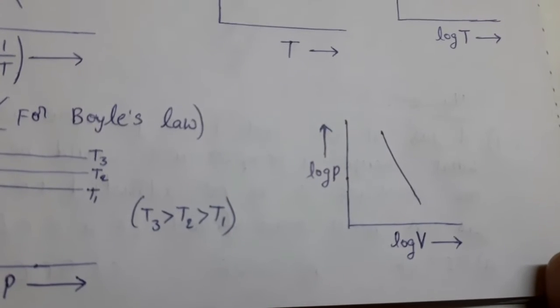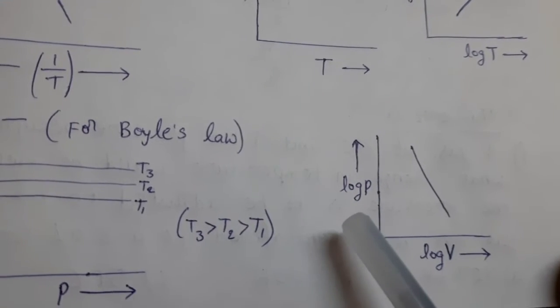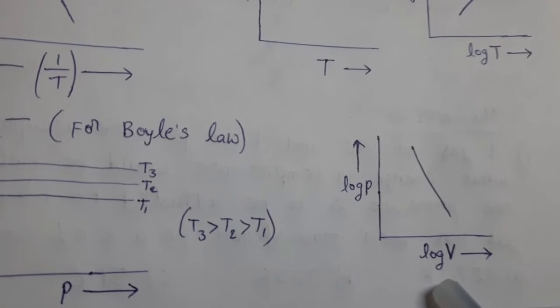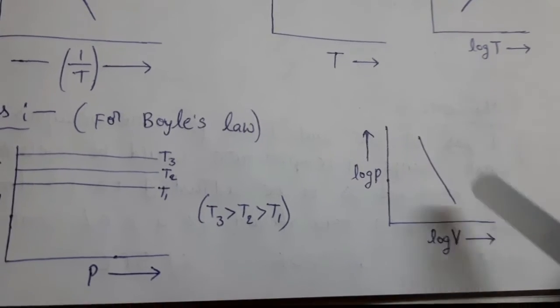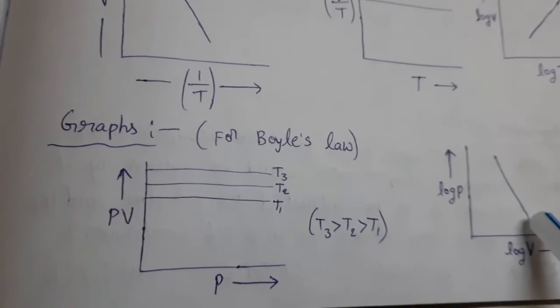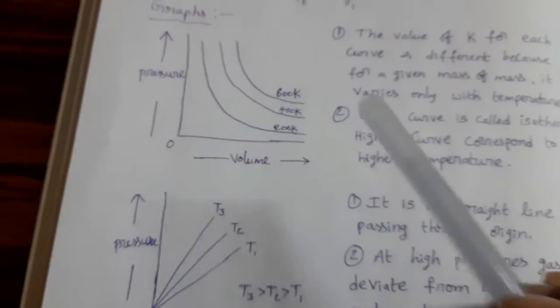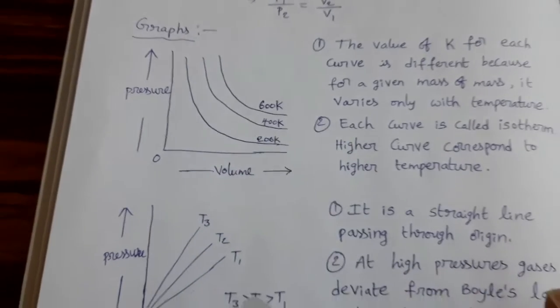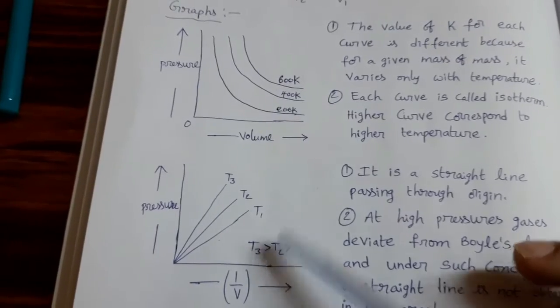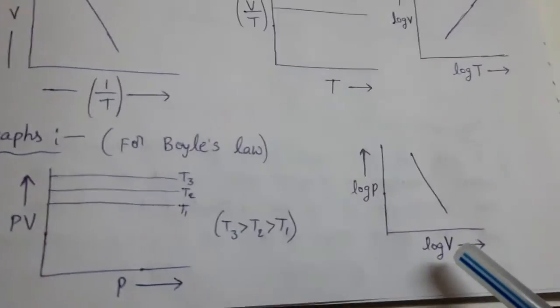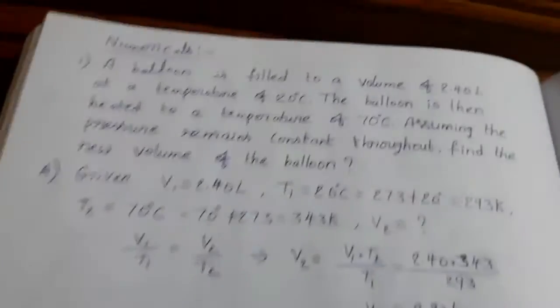Next, another graph related to Boyle's law. Log P is taken on y-axis, log V is taken on x-axis. So then we can get a straight line like this. So these two graphs are related to Boyle's law. In previous class we completed some other graphs related to Boyle's law. Those are this one. This graph and this graph also represent Boyle's law. 1, 2 and 3, 4.